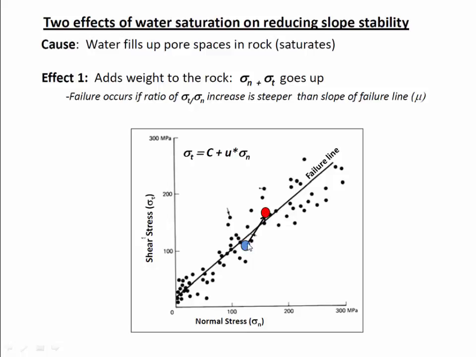And if they increase along a trajectory that actually crosses the failure line, then you may end up with a landslide occurring. Of course, in some cases, if your slope is really shallow, they may increase along a different trajectory where normal stress may increase more than shear stress, and in that case your slope would actually become less likely to fail, potentially. So the first effect of water is that it adds weight, which adds both shear stress and normal stress, which in some cases can lead to failure.